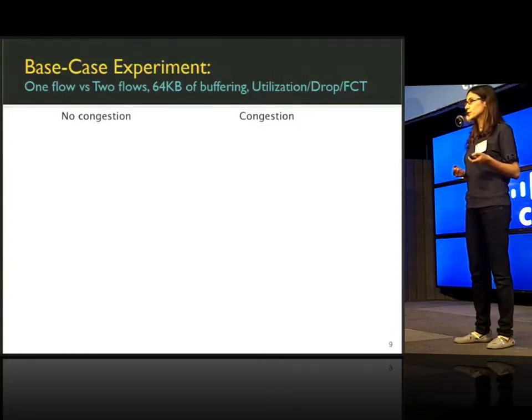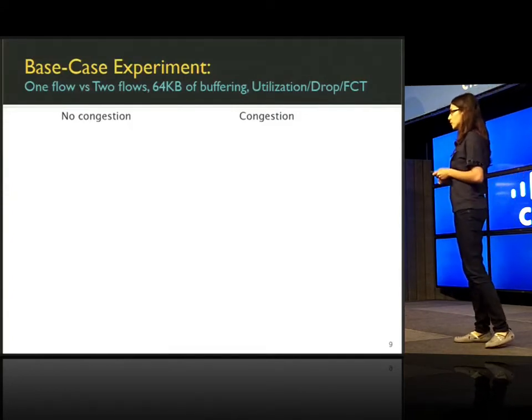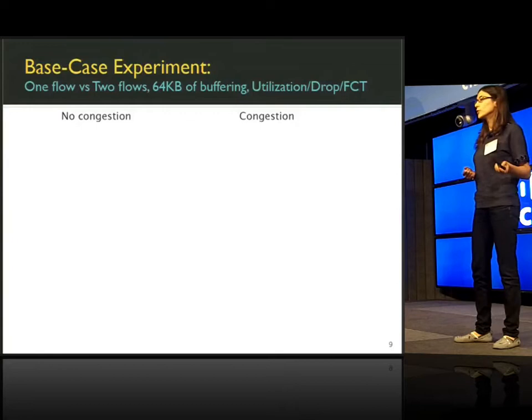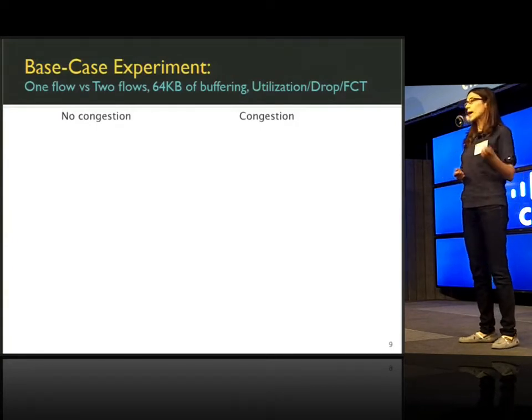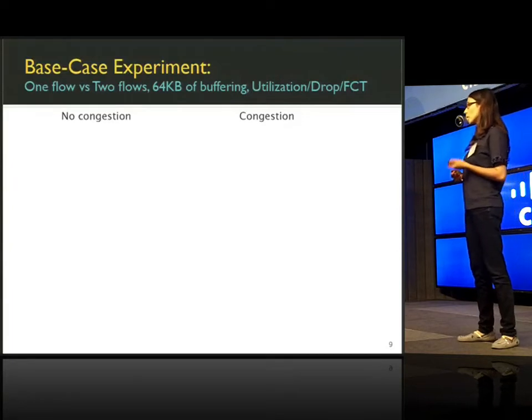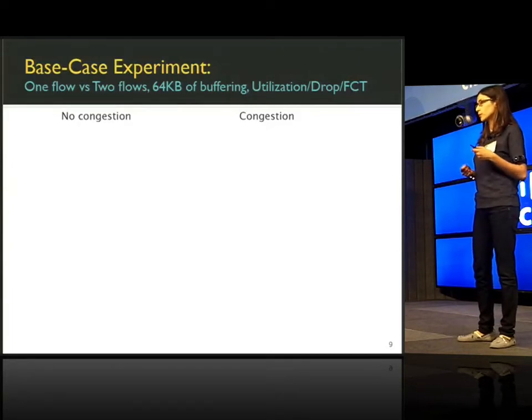In the no congestion case, we limit the bottleneck capacity to 1 gigabit per second, and we use only one concurrent flow through the bottleneck. Because the access link capacity is also 1 gigabit per second, just one flow is enough, and it's not going to cause any packet drops or any congestion in the network.